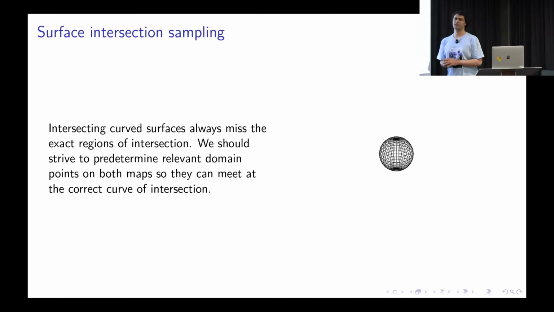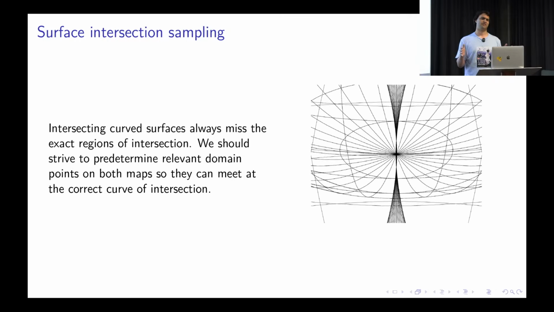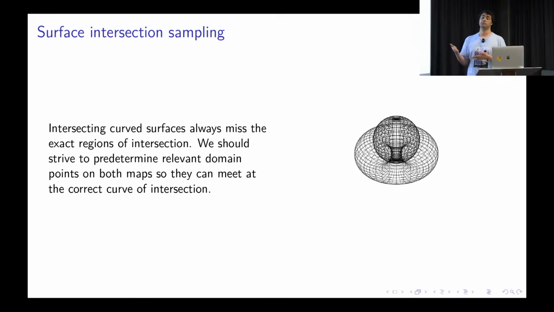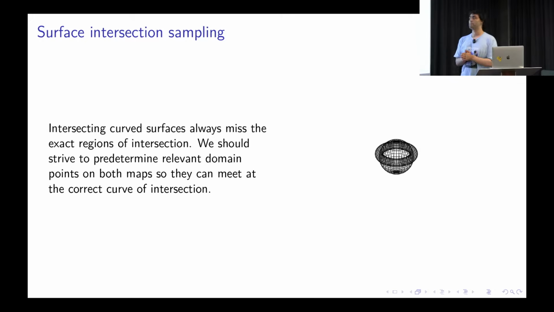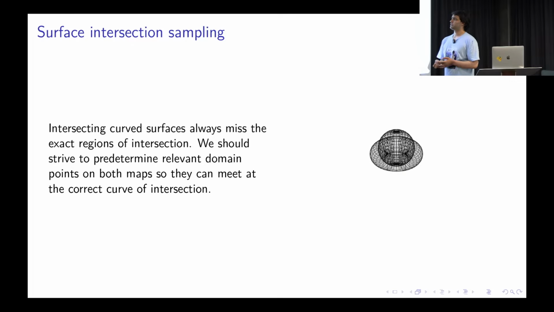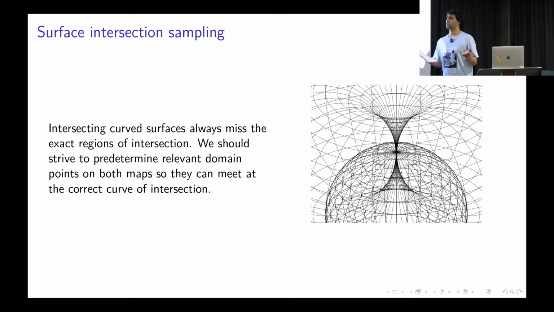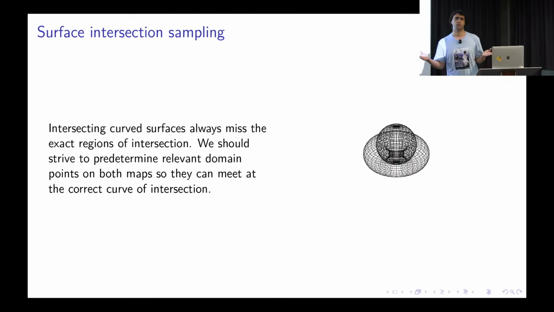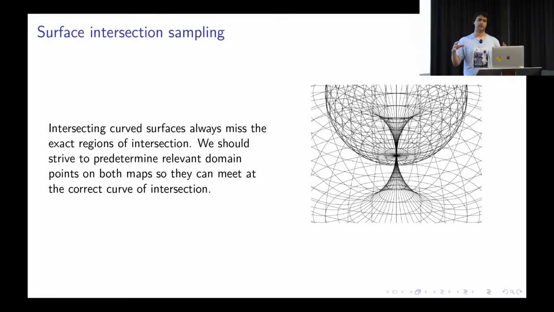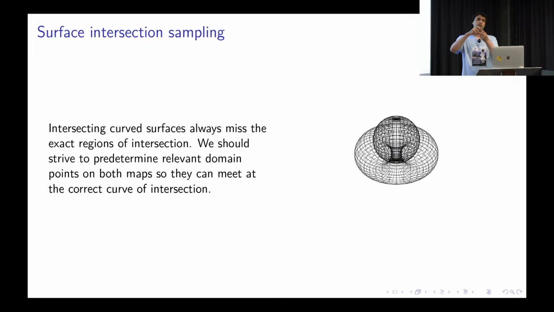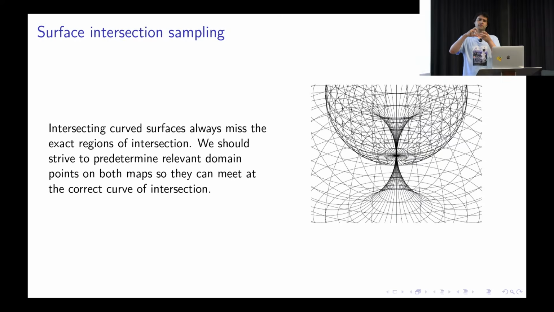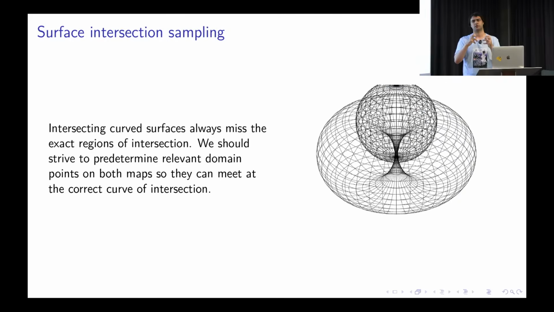So, this slide gets into a bit of a more esoteric issue in sampling theory. I debated whether or not I should add it, but the animation was cool, so I did. Intersecting curved surfaces almost always miss the exact regions of intersection. When we tessellate, say, two spheres, and we intersect them, the result is not actually their intersection, but an approximation of it based on the tessellation.